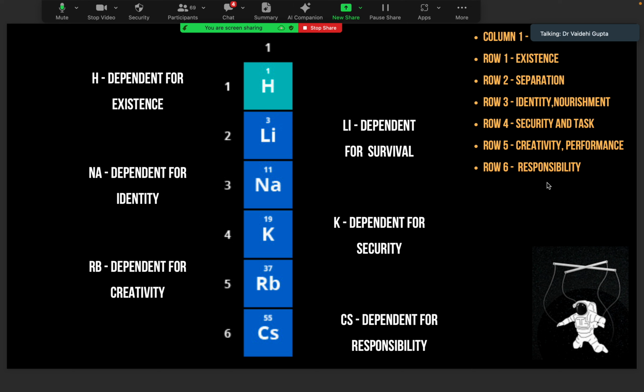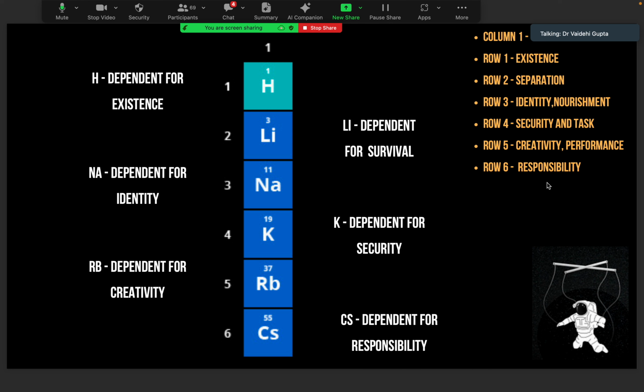Column 1: hydrogen, lithium, sodium, potassium, rubidium, cesium. There is dependence in the entire column, but the level of dependence is different. Hydrogen is in the row of existence, so they are dependent for existence. They are dependent on that mother-like structure for existence. Lithium is dependent for survival, because they want nutrition from the mother. Sodium is dependent for identity.